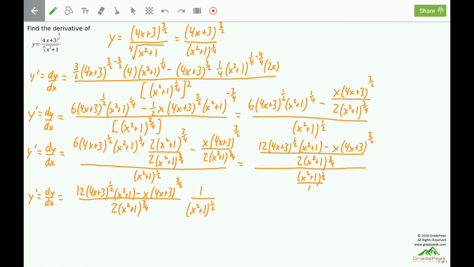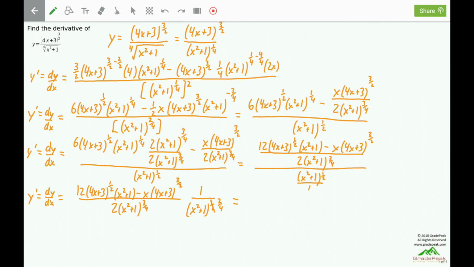Now the thing is, I'm going to multiply these fractions. I multiply the numerators, I multiply the denominators. When I multiply the denominators, I have a like base here, and I'm going to be adding their exponents. Well, right now I have a 3/4 and a 1/2, so I'm going to want to rewrite this 1/2. Let's multiply by 2/2 and call it 2/4, because then we can add those exponents.